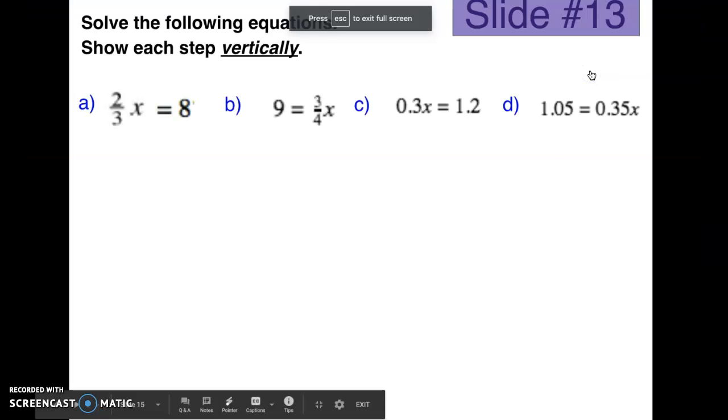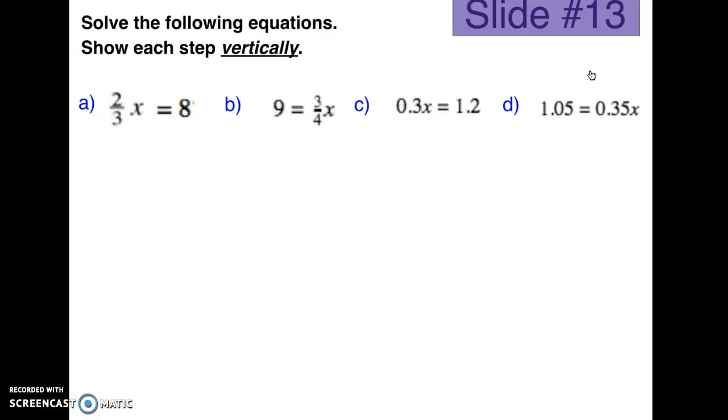Okay, so in this problem, we're going to solve each of these equations vertically. And as we discussed in the previous slides, when you multiply any number by its reciprocal, you get 1. So in letter A, we have 2/3 x equals 8, which means 2/3 times x equals 8.